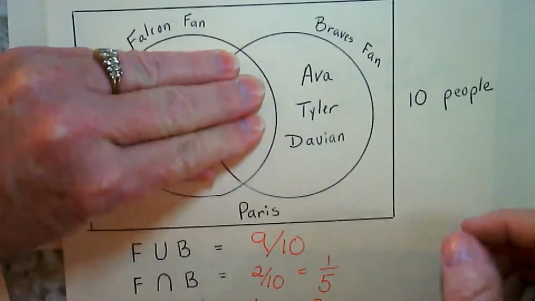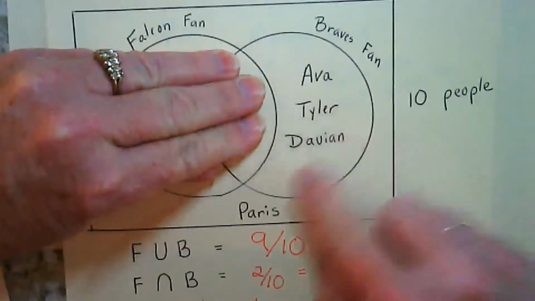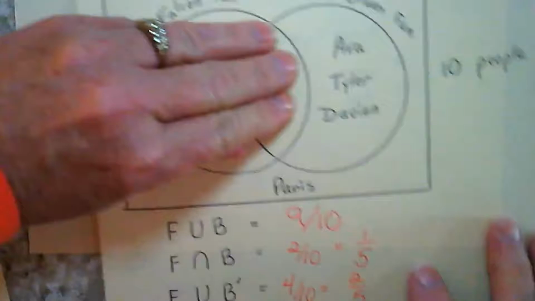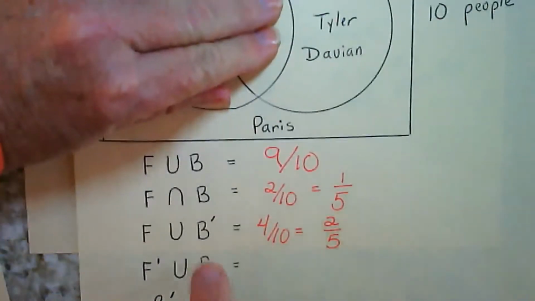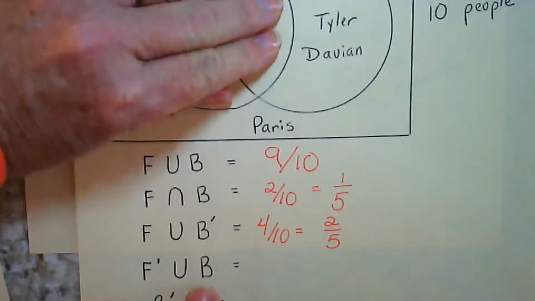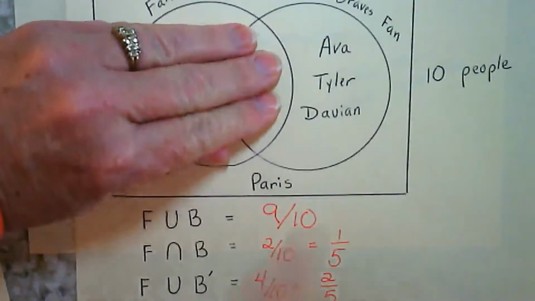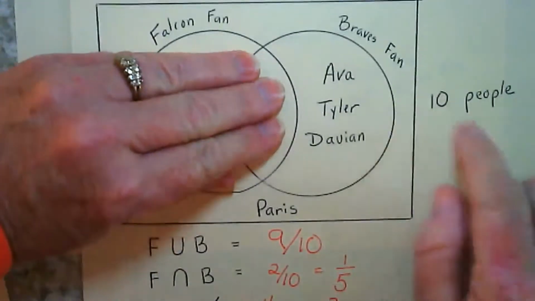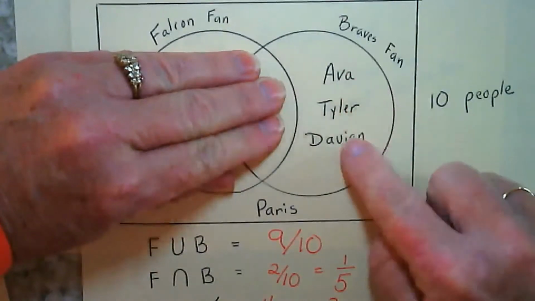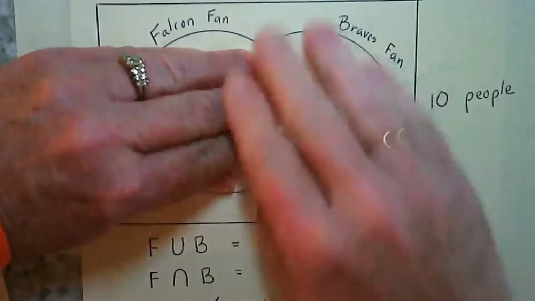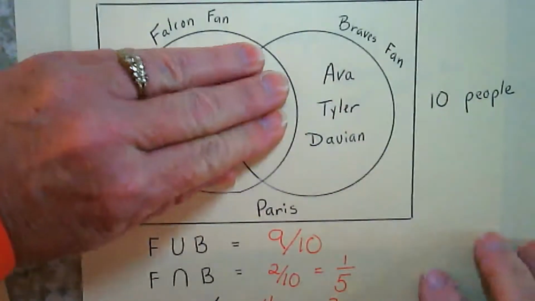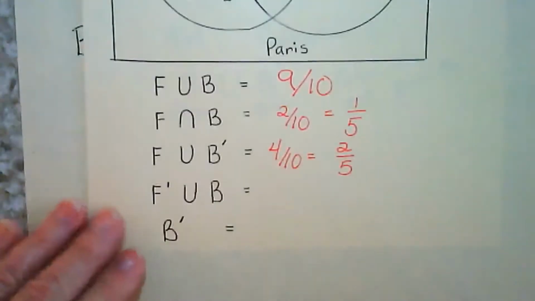So who's not a Falcon fan? Ava, Tyler, Davian, and Paris are not in the circle. But my question is, that group unioned with Brave fans. So of the people that I have identified, how many of them are Brave fans? 1, 2, 3. All of these people are not Falcon fans, but these 3 are Brave fans. So that's 3 out of 10.